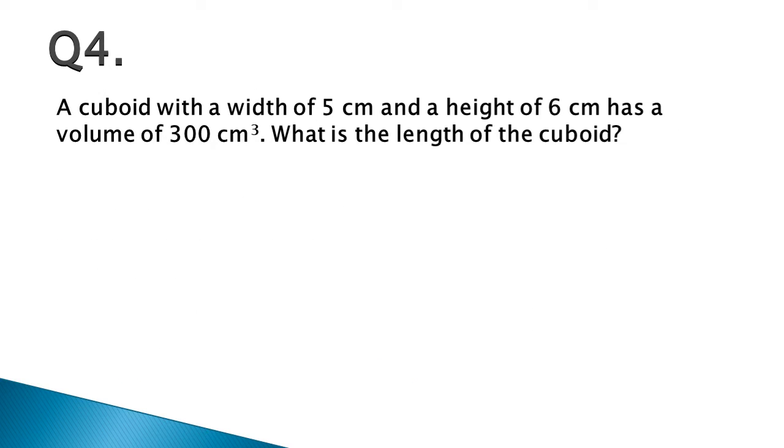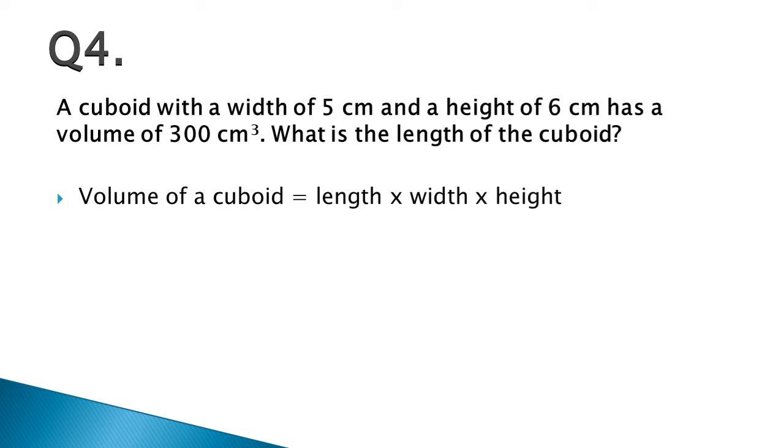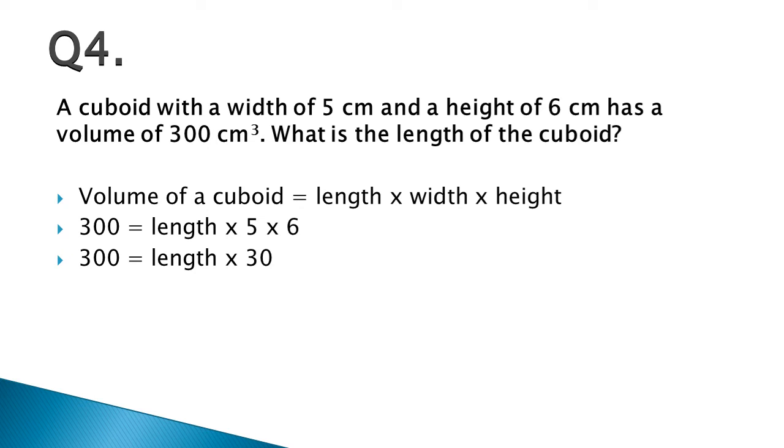Moving on to the next question. It says a cuboid with a width of 5 centimeters and a height of 6 centimeters has a volume of 300 centimeters cubed. What is the length of the cuboid? The formula to find the volume of a cuboid is length times width times height. So here you are given the volume of the cuboid, which is 300. You need to find out the length. Width is 5 and the height is 6. So you know the total volume is 300. Width and height together, when you times them, 5 times 6 gives you 30. So now you need to find one number which you times by 30 and it gives you 300.